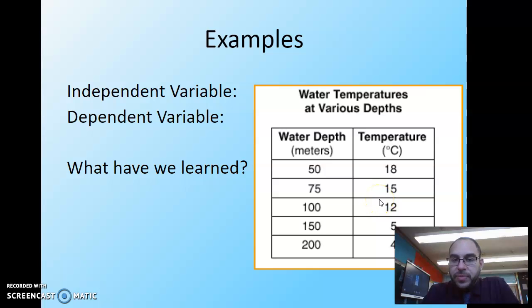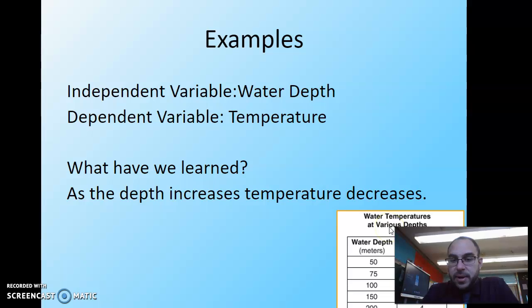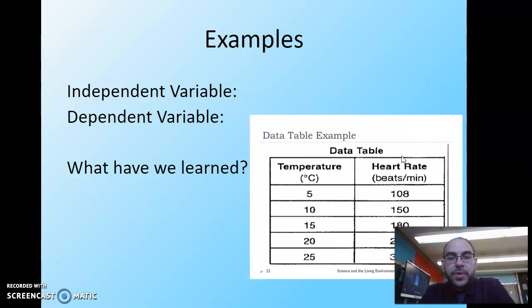Okay, so my independent variable, what's in my first column? My water depth. I'm changing it when I'm taking the temperature. My dependent variable, with my thermometer, I'm going to take the temperature. Here we go. So what have we learned? That as water depth increases, temperature decreases. Okay. I forgot to tell you guys to take a minute to pause the video and answer the questions, but that's our first example. So let's move on to the next one now.